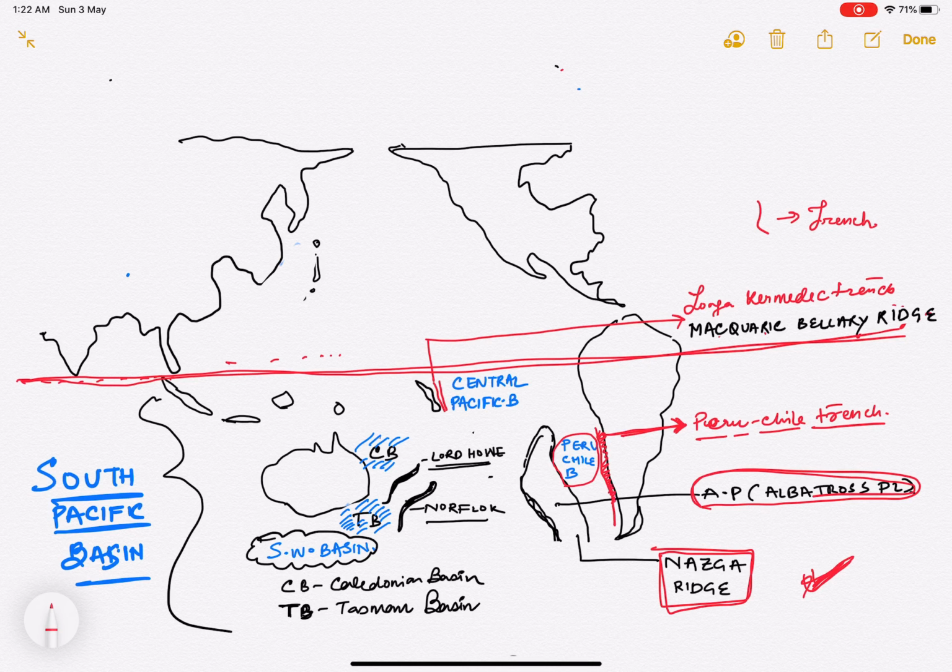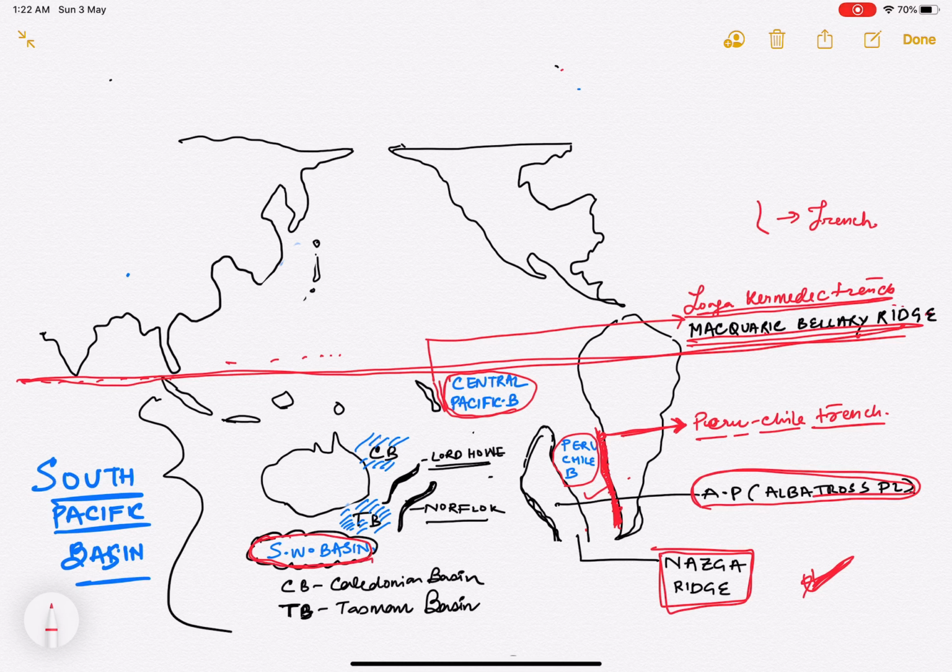Peru-Chile Trench. See, this Nazca Ridge is nothing but your Nazca Plate, which is colliding with your South American plate, as a result of which the Nazca plate is being submerged under the South American plate, resulting in the formation of your Peru-Chile trench. Hence, basically we call it as the Nazca Ridge, which is dividing it into the Peru-Chile basin. Next, we have your Central Pacific Basin. It is the Tonga-Kermadec Trench along with the Macquarie-Bellary Ridge that demarcates or separates Central Pacific from your Southwest Basin.